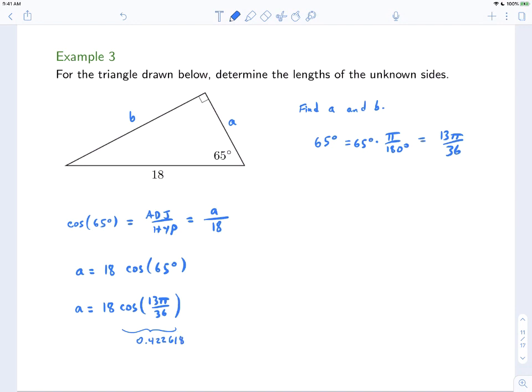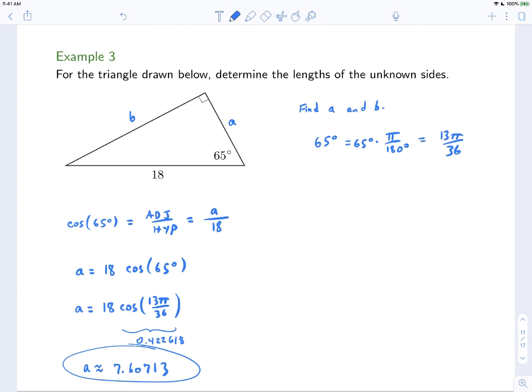0.422618. And so if we do 18 times that, that's going to give us that A is approximately 18 times 0.422618, which gives us approximately 7.60713. So that's the length of A, approximately.